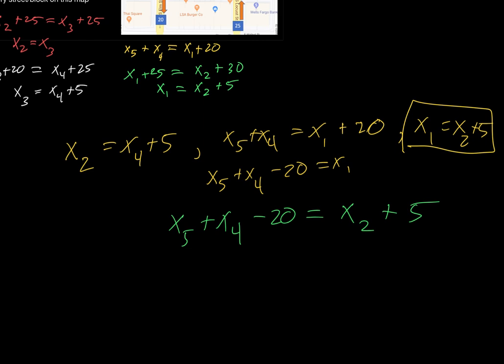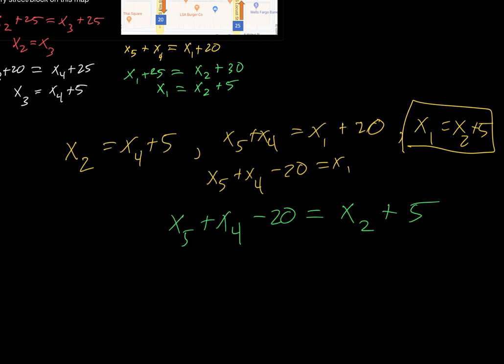So I'd have x5 plus x4 minus 20 equals x2 plus 5. Do I know what x2 equals? This x2 right here equals this. So I could take this and substitute it in. We're going to keep repeating this process until we can get rid of a variable completely and find out what each individual value is. There are going to be other techniques that'll make it a little bit quicker, which we're going to cover today in class as we get to three variables.